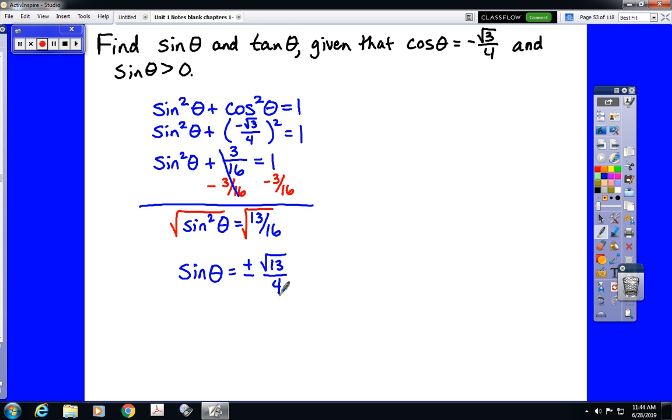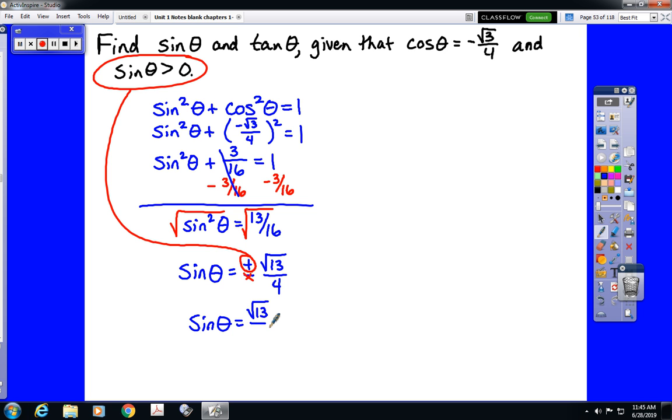Now I know what you're thinking. What, positive or negative? What do we do with that? Well, that's where this comes in. We're told sine is positive. It's greater than 0. That means positive. So that means that we only keep the plus, not the minus. So that tells us our final answer for sine, which is that sine of theta is root 13 over 4.